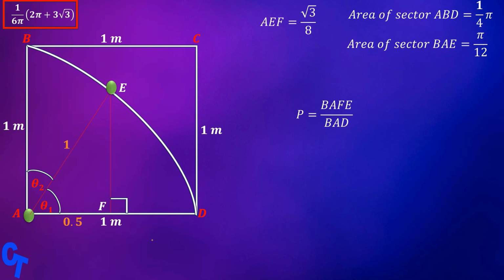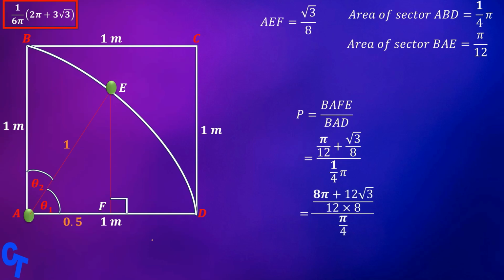Okay, so the area of BAFE is going to be the area of the triangle plus the area of the sector BAE. That is going to be root 3 over 8 plus pi upon 12, divided by the area of the whole sector, which is pi upon 4. So now it's a matter of simplifying and making sure that our answer is the same as the required answer.